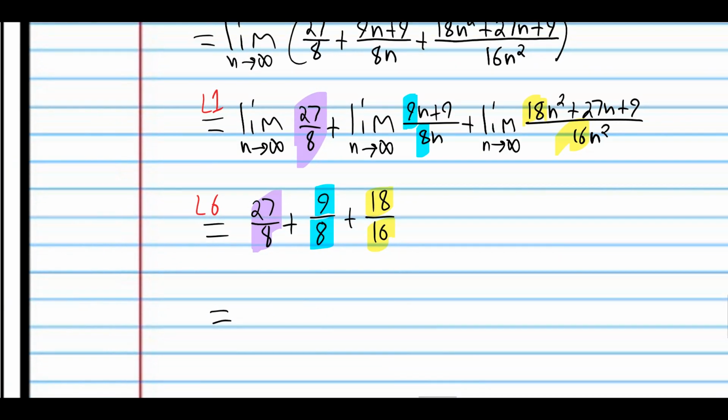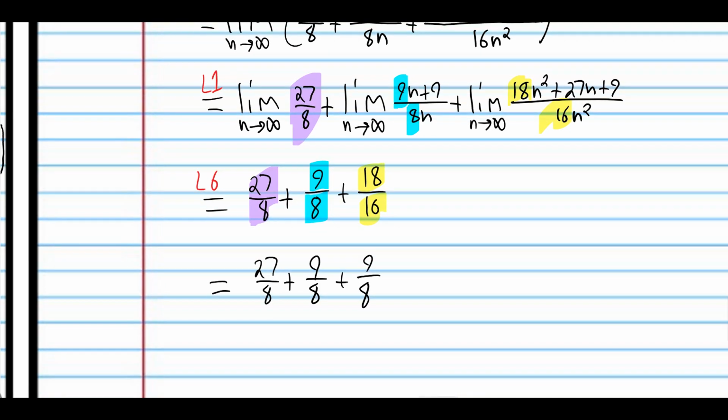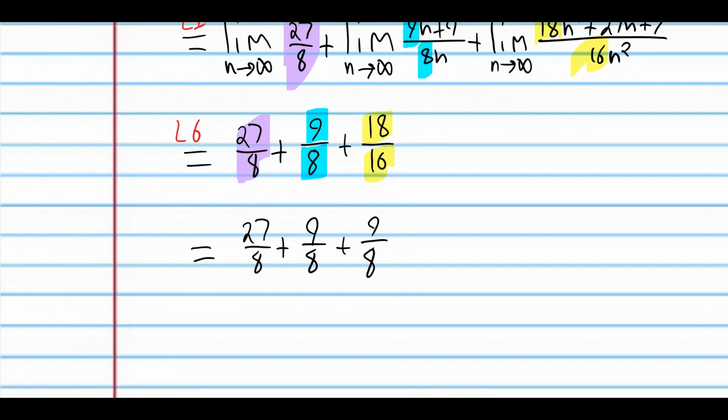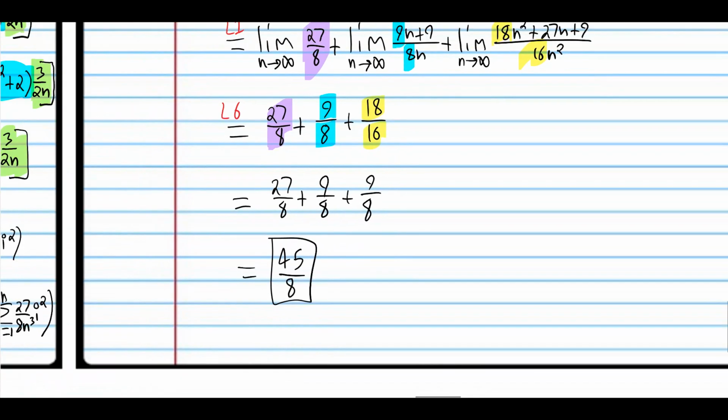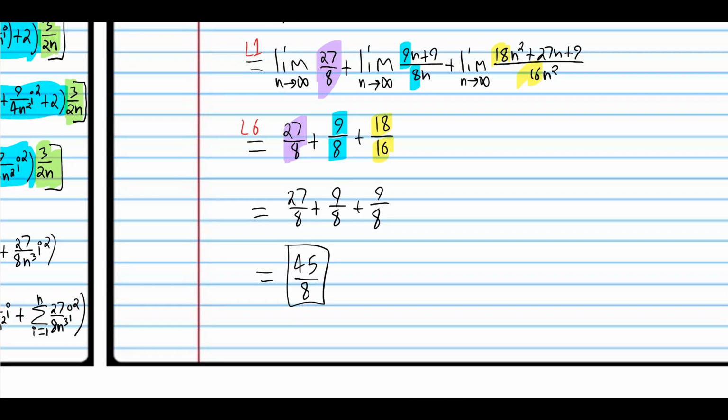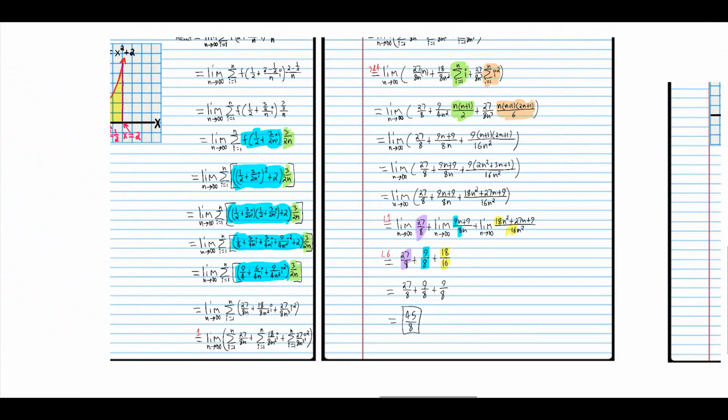And we just need to simplify. So we get 9 over 8 here. And if we add all this up, it looks like 45 over 8. And you can probably leave the answer that way. It's fine. You can change it to a decimal if you want to, but it's not really necessary.